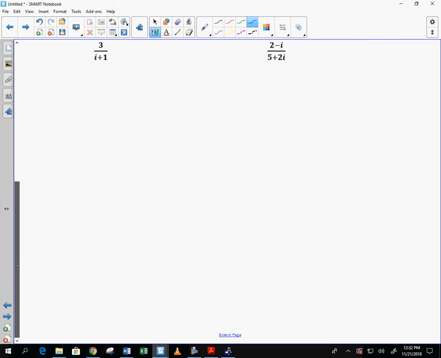Last 2 problems. 3 over i plus 1. Shoot, I just can't multiply top and bottom by i, because if I do that, I get 3i over negative 1 plus i, right? If you multiply the i through the bottom, now I have another i. You could keep on doing it. It could be like a fun game. Like, hey, let's get together tonight, let's multiply through by some i's and see what happens. Yeah, sure.